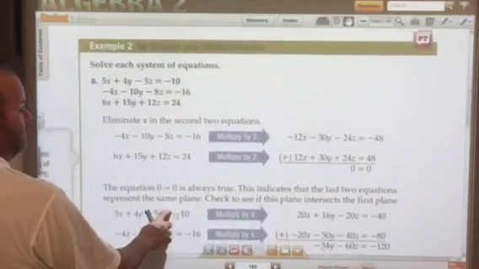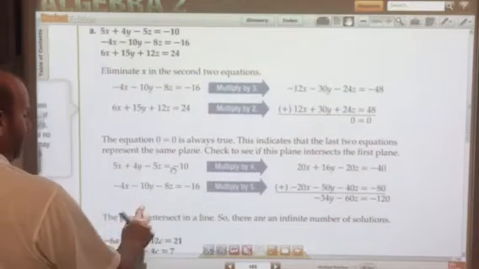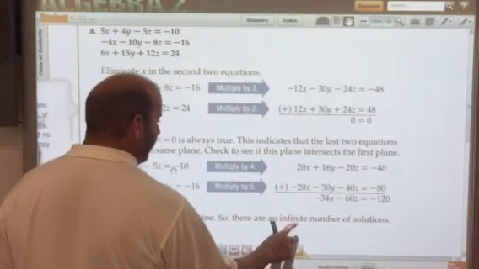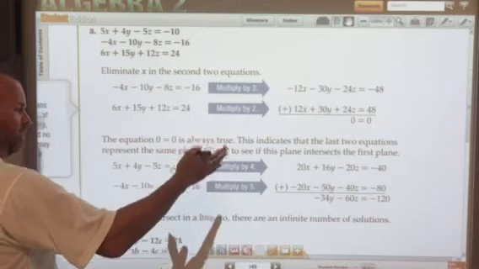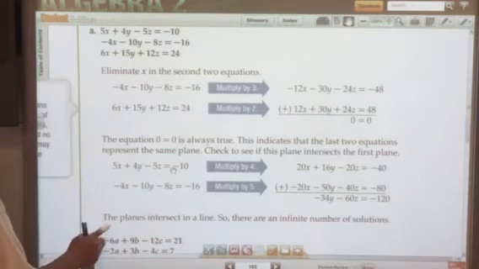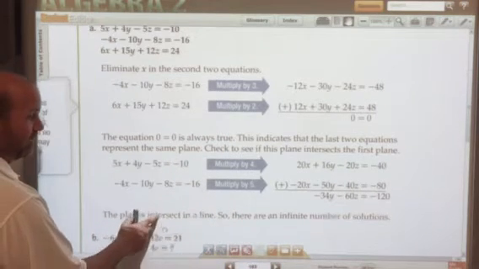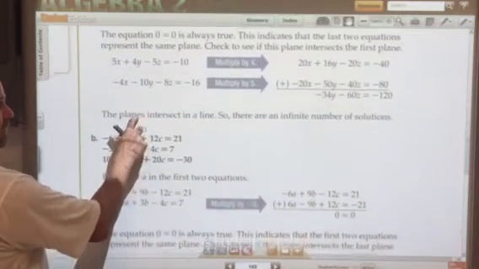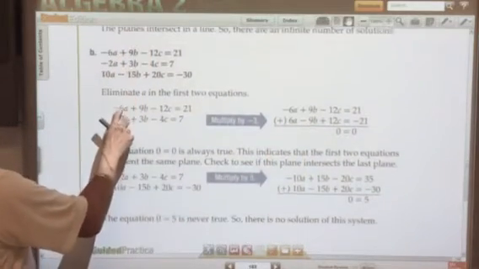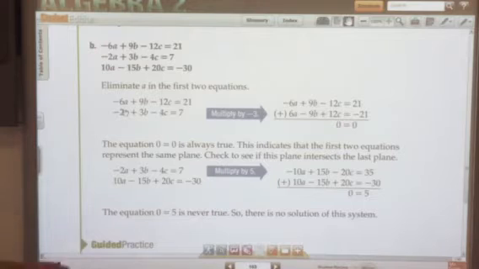All right, so back up to this. This is what we just worked on, and the planes intersect in a line, so they're an infinite number of solutions. So this is what an infinite number of solutions type of thing will look like. One of the homework problems is an infinite number of solutions. And then example B is going to be a no solution.